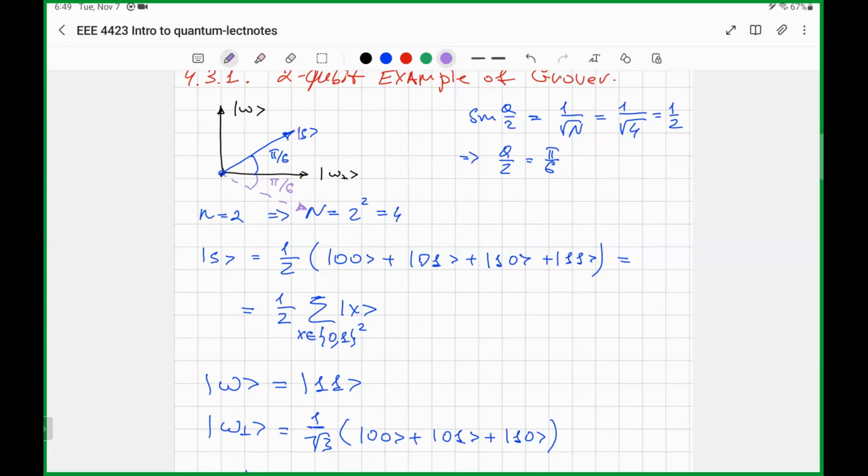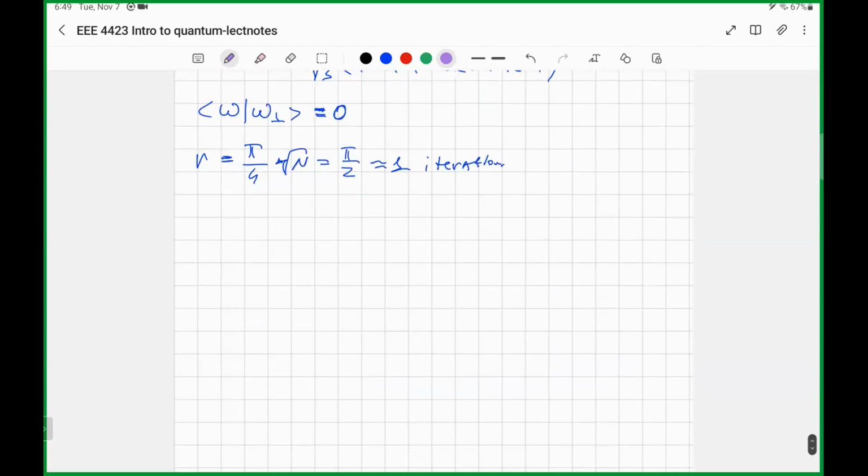I need to reflect this new vector over the state S by a factor of pi over 3. And that will give me exactly the direction of the vector omega, because this is the angle pi over 3. Okay, so even from this graphical representation, we see that we need just one iteration of Grover's algorithm to get the result.